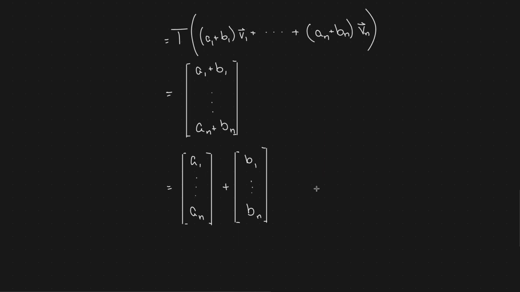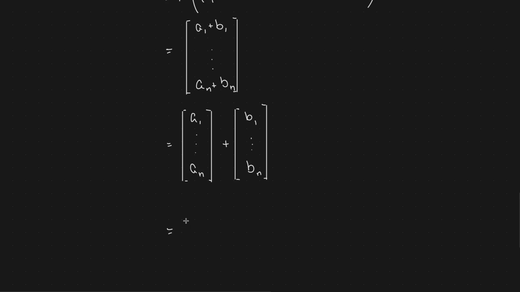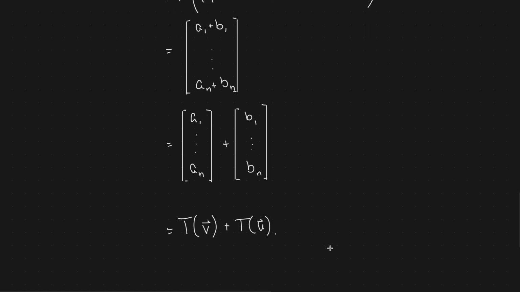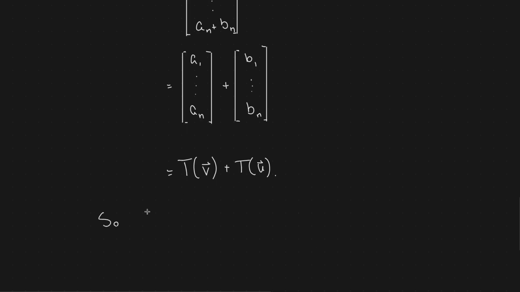So put them together, the a1 to an, that's the transformation on vector v, because it's the coordinate vector of v with respect to the basis. b1 to bn, that's the coordinate vector of u with respect to the basis. And so I've shown that the transformation of the sum is equal to the sum of the transformations. So T is a linear transformation.